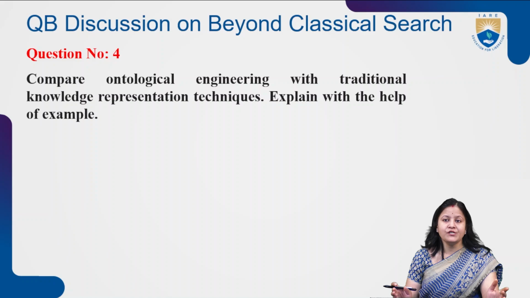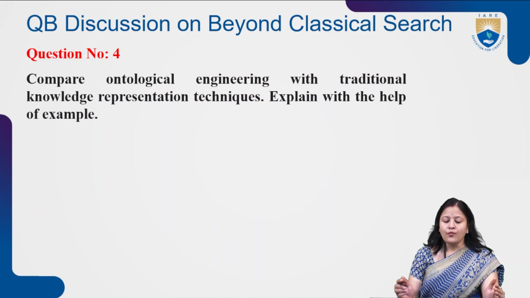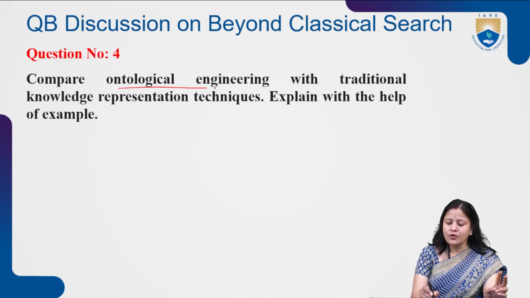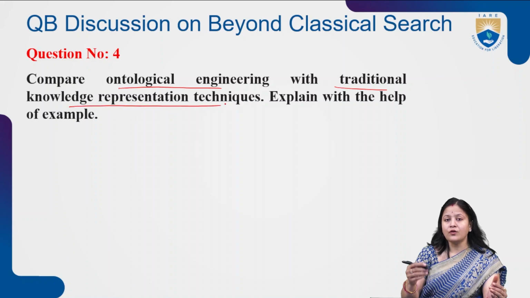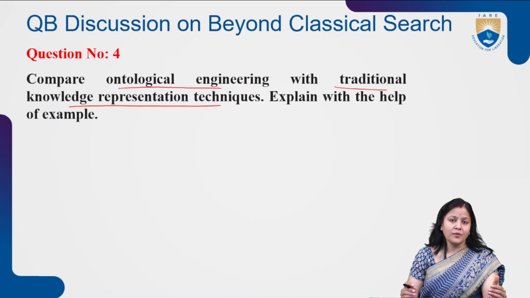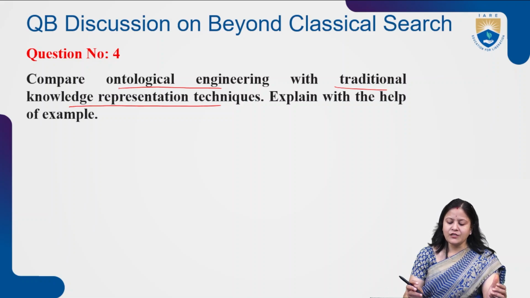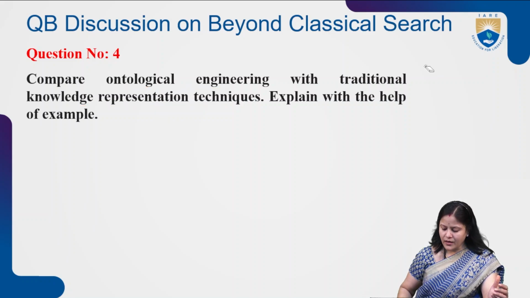Compare ontological engineering with traditional knowledge representation techniques. Explain with the help of an example. So here two terms are there: one is ontological engineering and the other is the traditional knowledge representation technique. Ontological engineering is a concept I have already discussed in my previous videos. It is one of the knowledge representation techniques in artificial intelligence. We will differentiate the traditional knowledge representation techniques and ontological engineering with the help of an example.